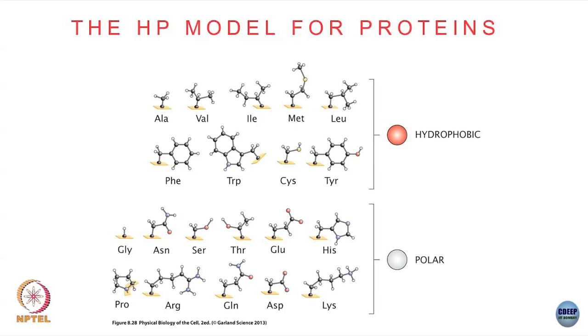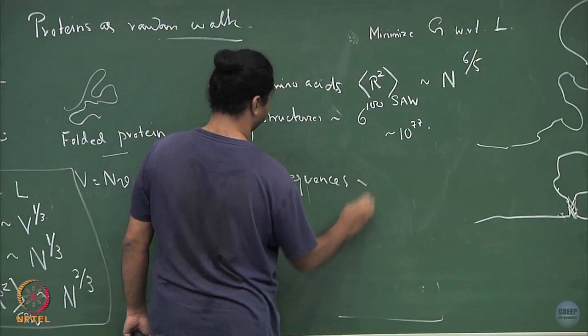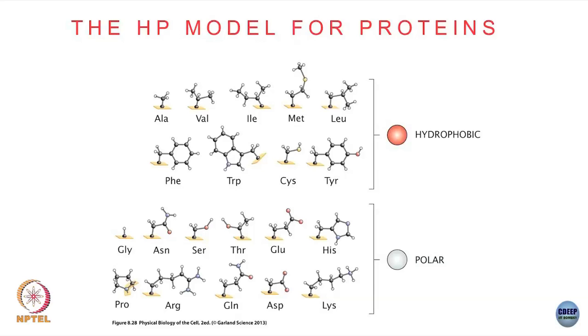So remember, the number of sequences for a 100 amino acid protein is roughly 20^100. You can have 20 possible amino acids. So the sequence space is like 20^100, which is even more than the structure space. So the first step to reduce the complexity and start thinking about this problem, which people like Ken Dill and others did way back in the 1980s, was to come up with a way of reducing this complexity.